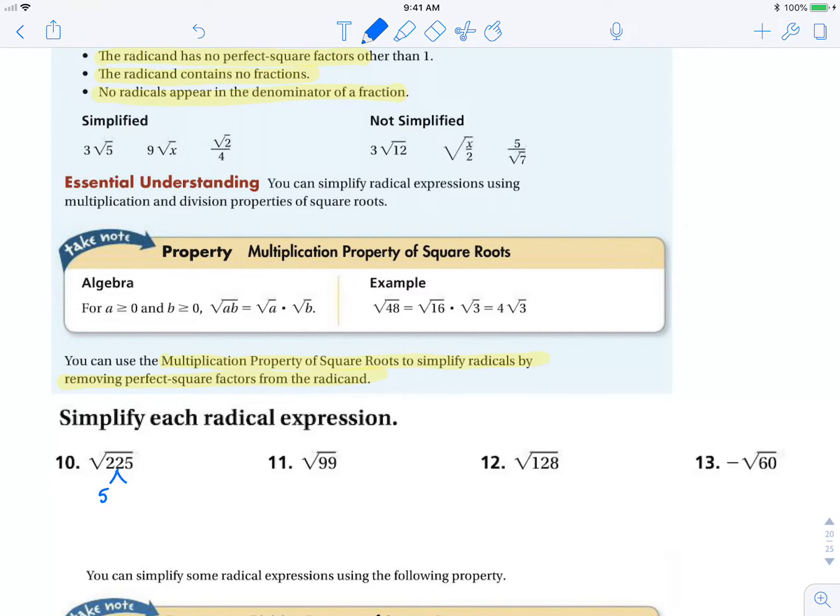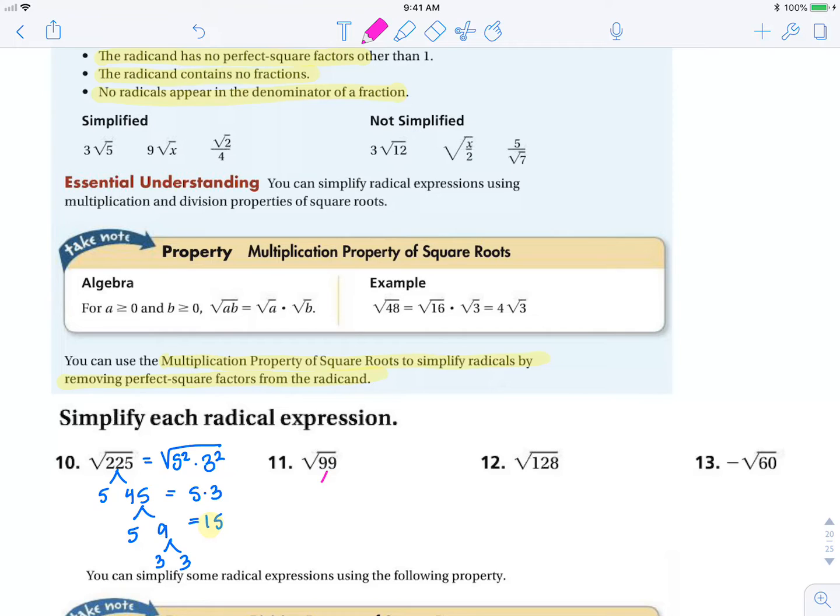So this is 5 times 45. And then we break down 5 times 9. And then 9 is 3 times 3. So this is the square root of 5 squared times 3 squared. Well, remember, when you're taking the square root of a perfect square, it cancels out to be 5 times 3, which is 15. Or you would just know that 15 squared is 225.